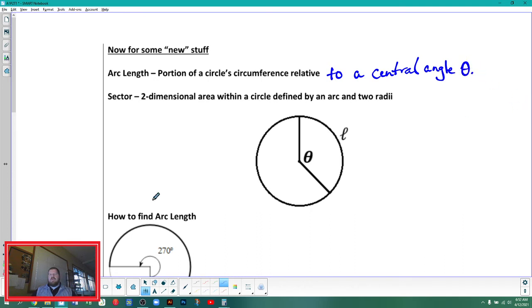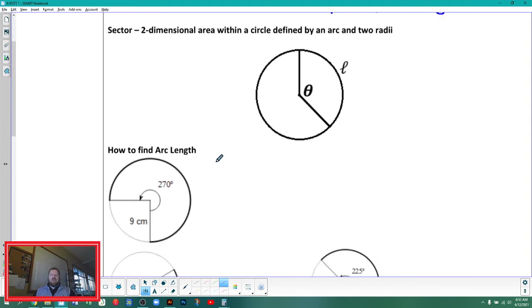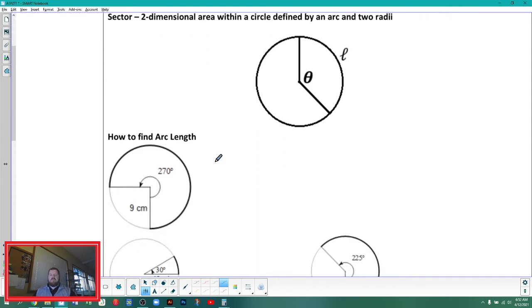Theta. That's a Greek letter. Looks like a 0 with a line through it. Technically, it looks a little bit different, but that's how we quickly write it. And then a sector is a two-dimensional area within a circle defined by an arc and 2 radii. So let's talk about how to find arc length first.